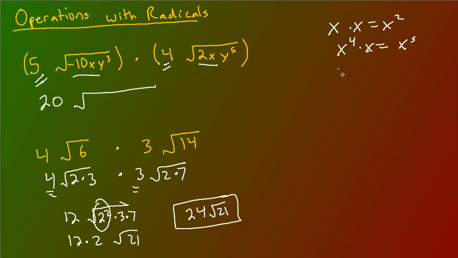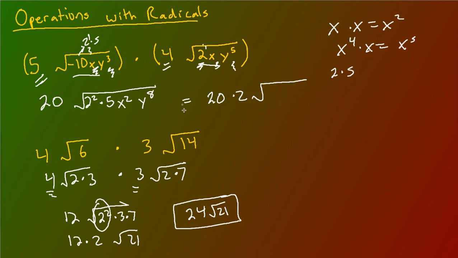Now this 10 is 2 times 5, right? So this is like 2 times 5 right here, and here's my 2. So I'm going to get 2 squared because of these times 5. And then I have x times x, that's x squared. And then I have y to the 3rd times y to the 5th, that's y to the 8th. I'm adding my exponents. So I get 20. The square root of 2 squared is 2.